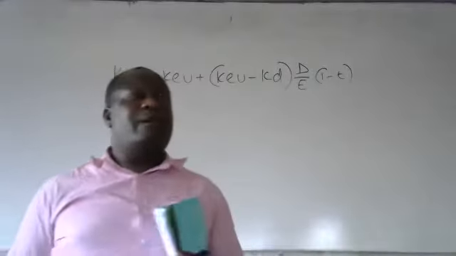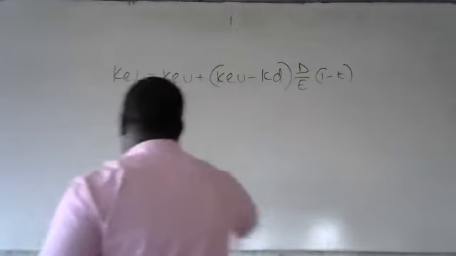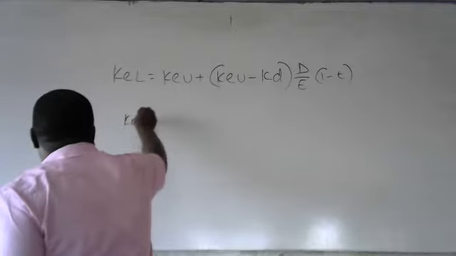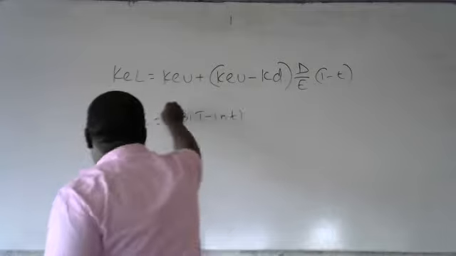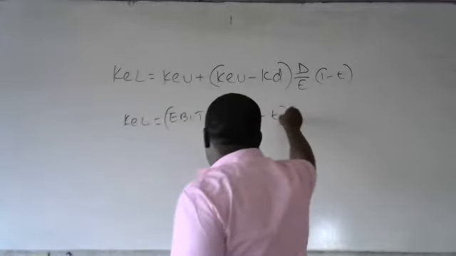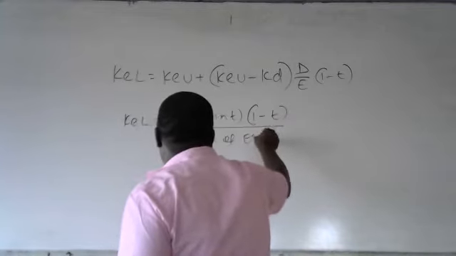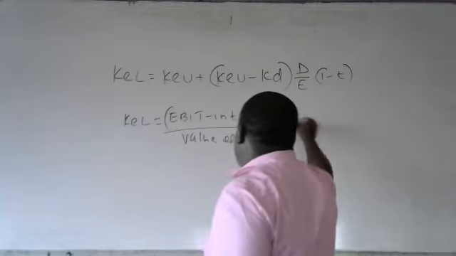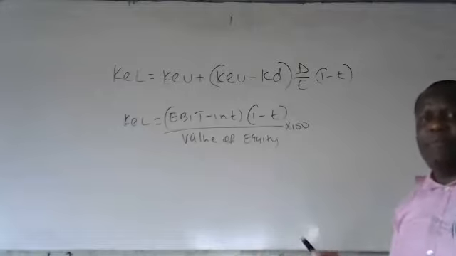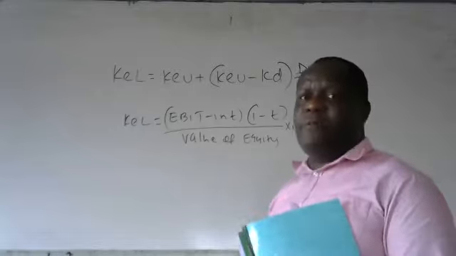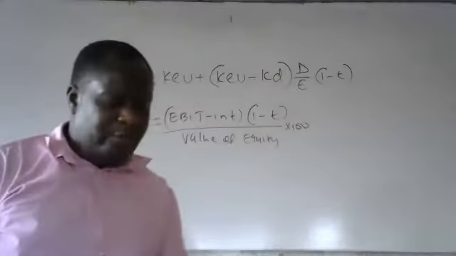But there is another formula I've given you. KEL is also earnings before interest and tax, subtract interest, then 1 minus the tax rate, divided by the value of equity. All of them will give you the same answer, but it will depend on the nature of the question and the information provided. We shall be confirming that when we get there.